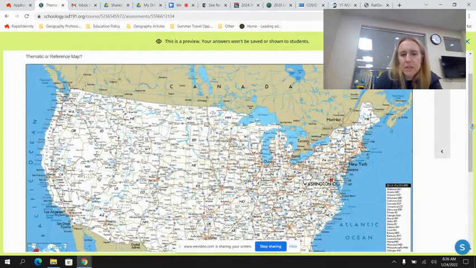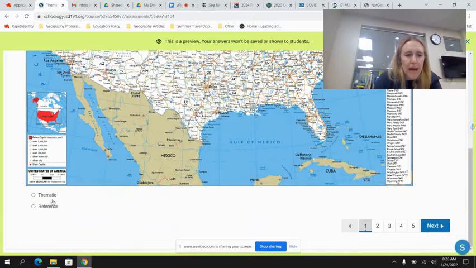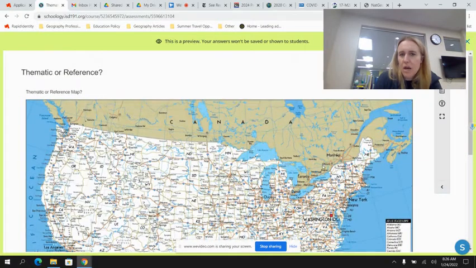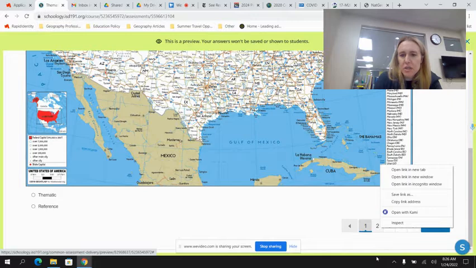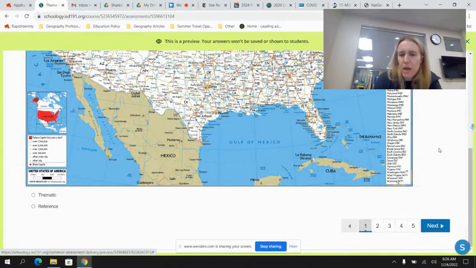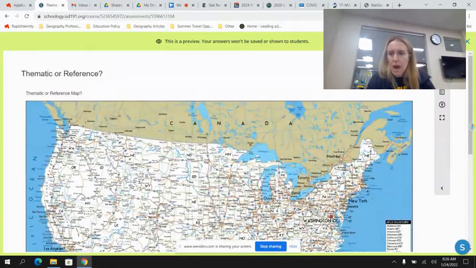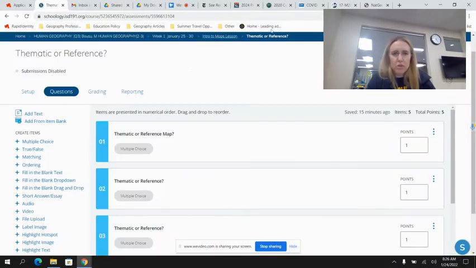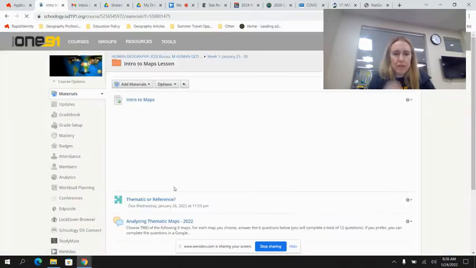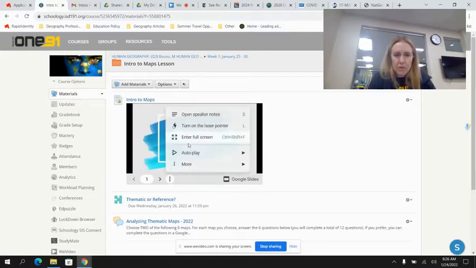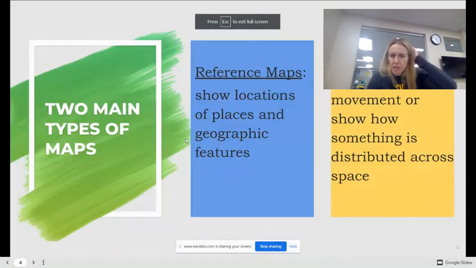When you open it up, it's going to show you a map. You are going to click thematic or reference based on what you just learned. So there's 5 questions. It should be fairly quick, and it will be a 5-point assignment. Okay, so you can pause and do that. But I'm going to continue the video with discussion of the next part. So this is a 2-part assignment or 2-part lesson. All right, so we're going to continue on with the rest of this presentation.